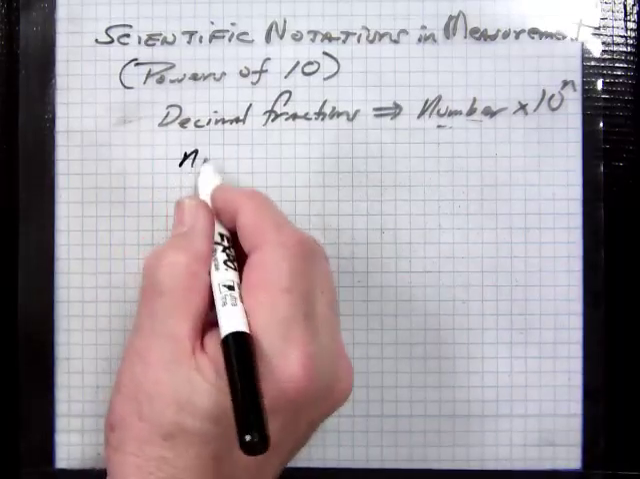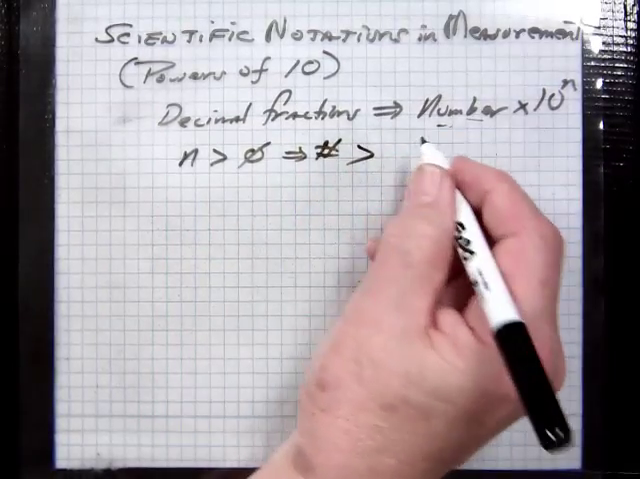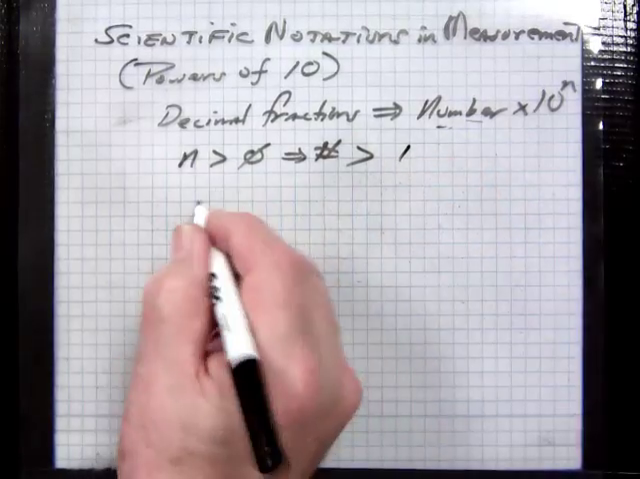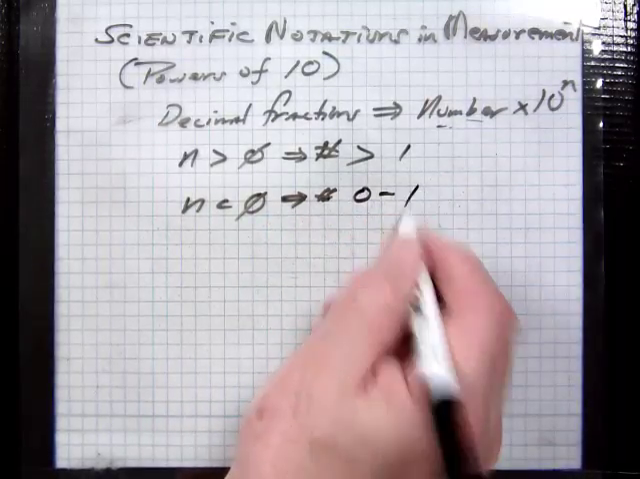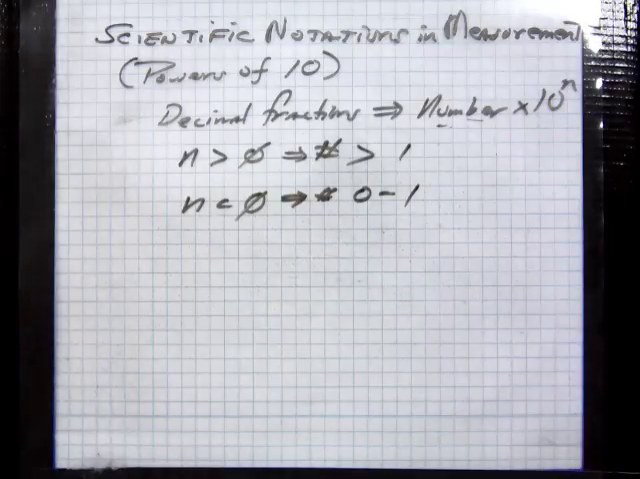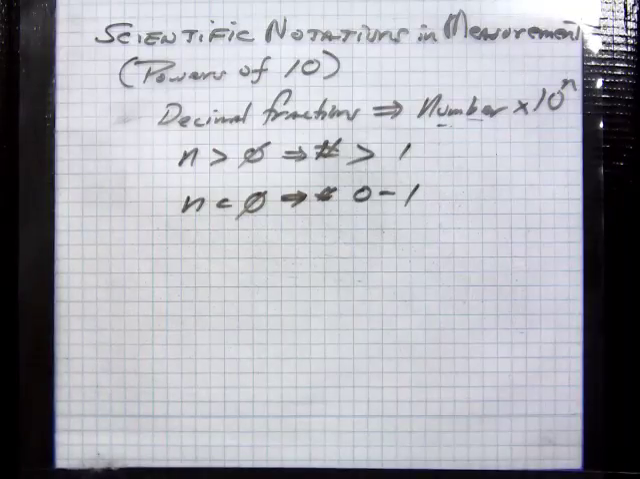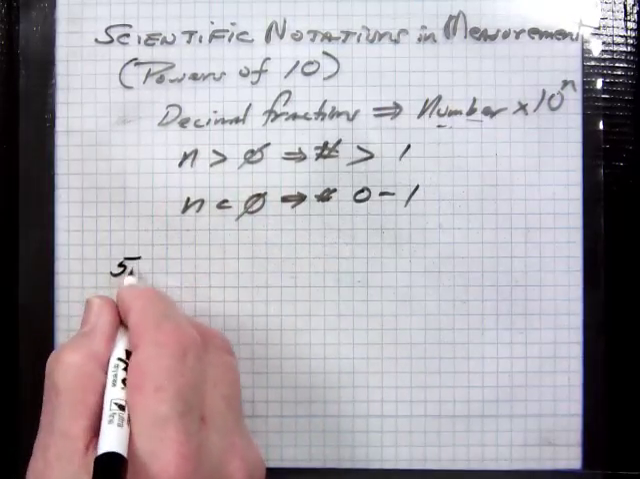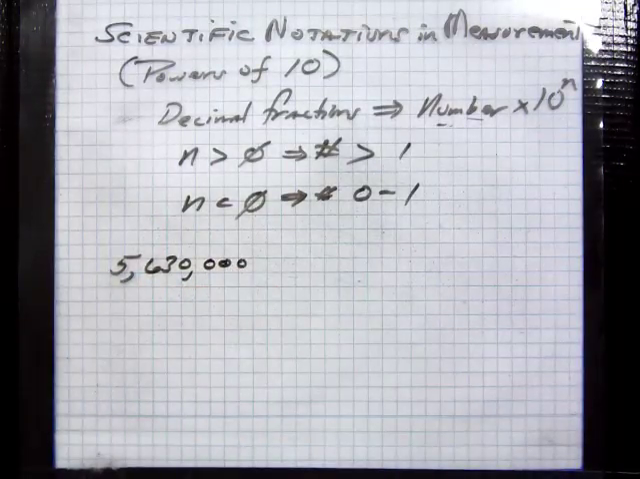If n is greater than 0, then the number is greater than 1. If n is less than 0, the number is between 0 and 1. Long story short, this doesn't count into negative numbers, but these are expressed as positive or negative exponents. It's easier to show it than to write out long definitions. So if we have a large number, 5,630,000, something like that, and there's no decimal listed in there, we assume the decimal is at the end of the number, obviously, right here.